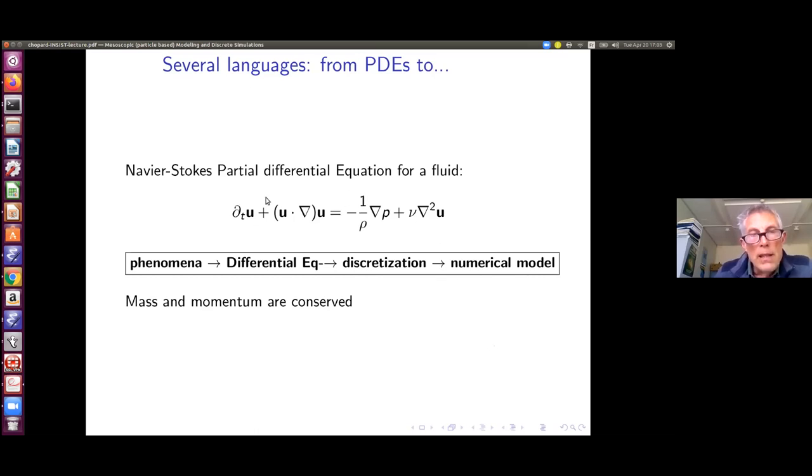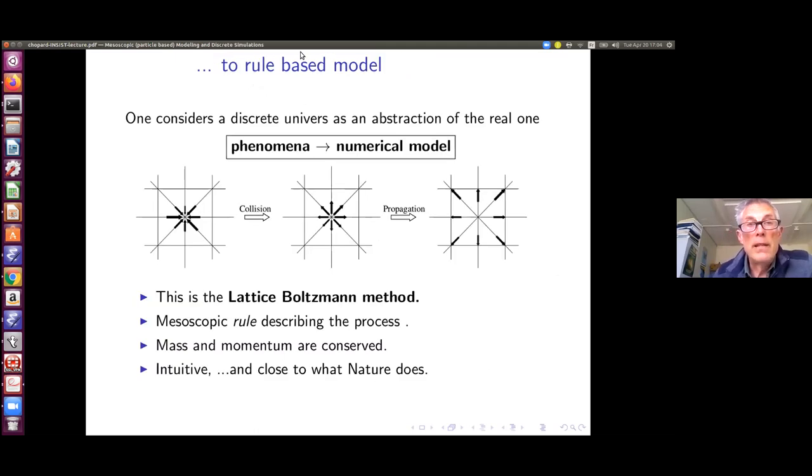What I want also to say is that what this equation actually says is just that momentum is conserved in the fluid, no more. It just expresses that in the language of a continuous system where things are continuous in space and time. But basically the physics which is hidden there is that momentum is conserved, and if there's any change, it's due to some force. So now you can have a different vision of that, a different approach. And that's what I call the rule-based model, which goes back to something close to cellular automata, to try to directly express your phenomena in terms of a numerical model.